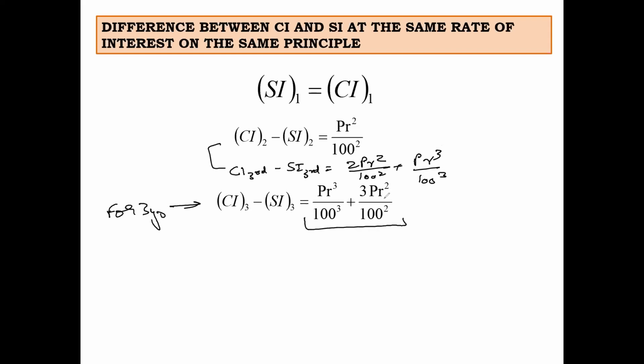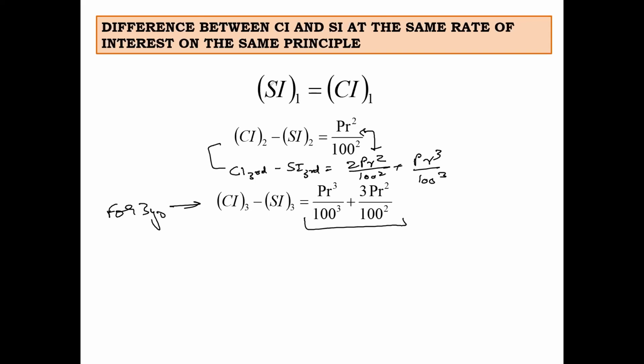two, and therefore this is the formula that we get: PR cube upon 100 cube plus 3 PR squared upon 100 squared. These two things get added for the third year for 3 years. More often than not, questions that have been asked have been for the difference of 2 years. Maybe 2 times there has been a question based on the difference of 3 years as well.